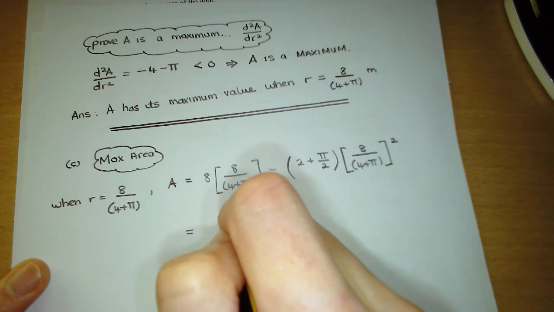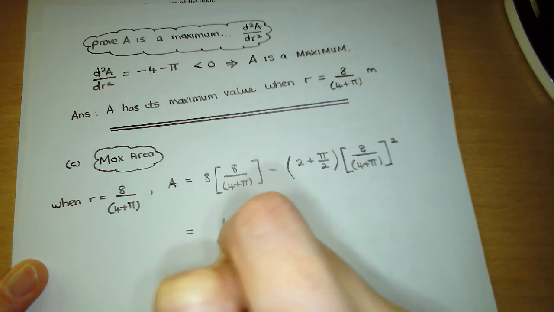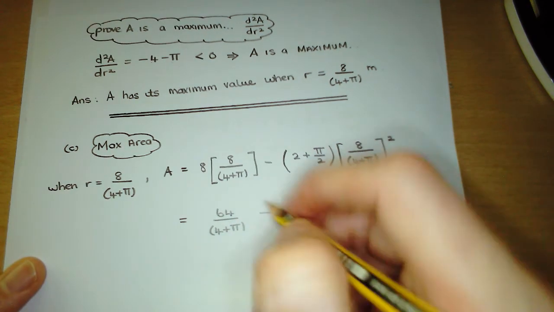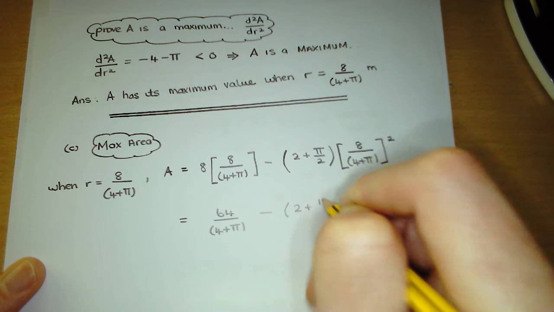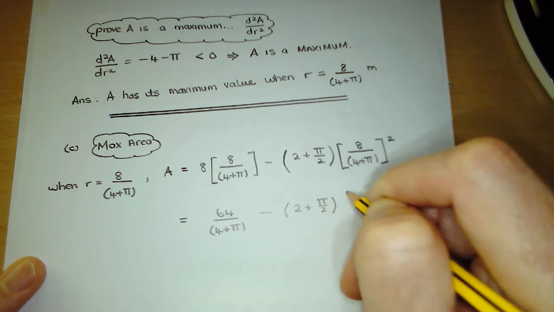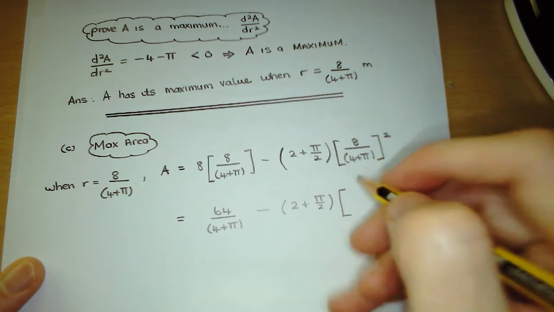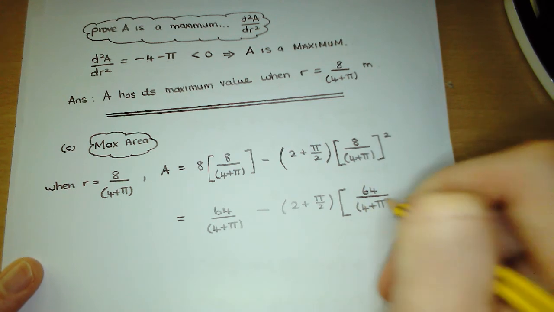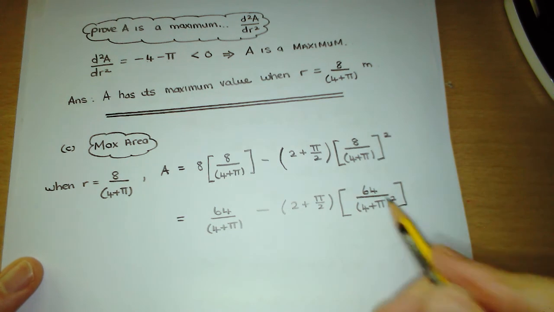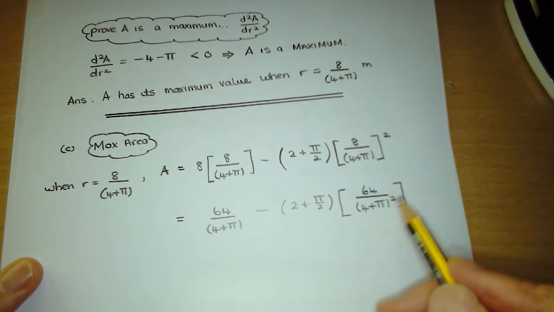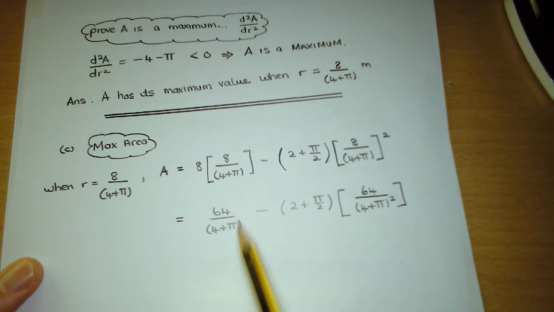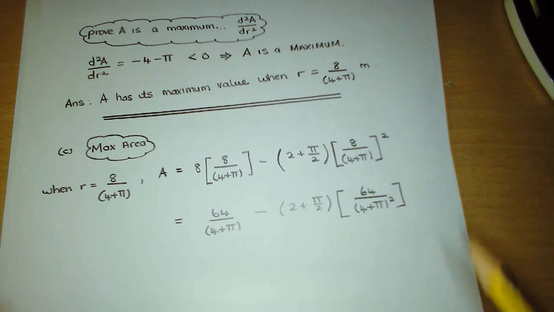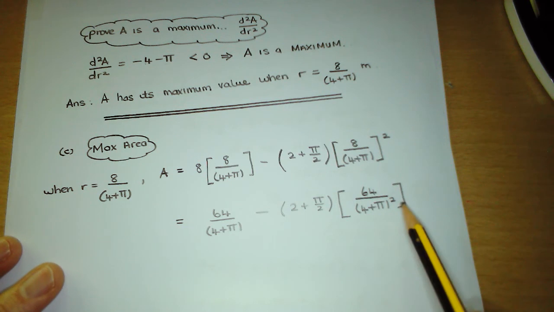Okay, now let's tidy it up. Multiply out first bracket, that's going to be 64 over 4 plus pi. Copy down our minus. We're going to copy down our 2 plus pi over 2 in brackets. What I'm now going to do is square this bracket, so that's going to give us 64 over 4 plus pi all squared. Now I'm not going to multiply out this bracket on the bottom, I'm going to keep the power of 2 because you're going to see now that we're going to end up essentially with two fractions, and I want to make the denominators the same to tidy it up, so keep 4 plus pi in brackets all squared.